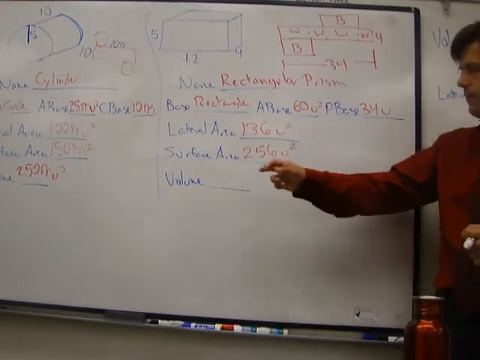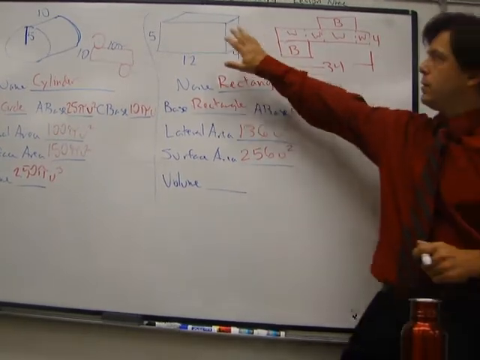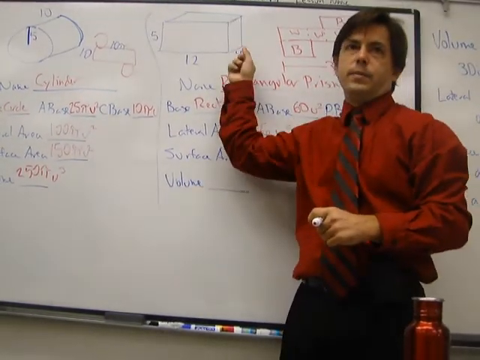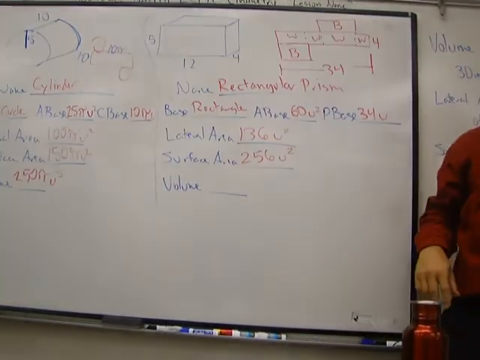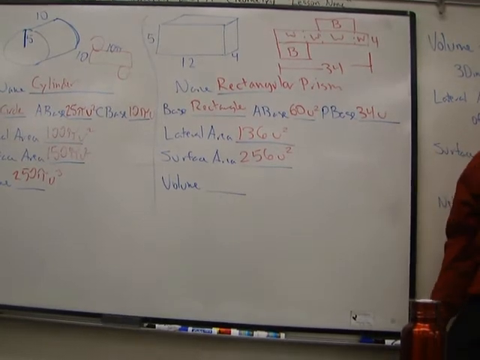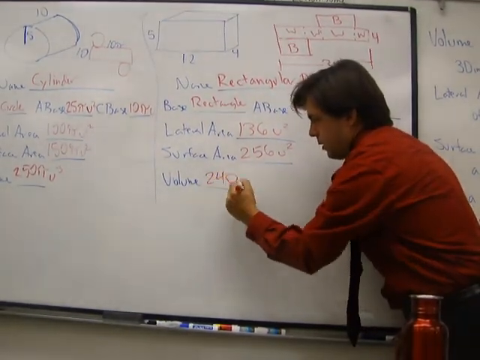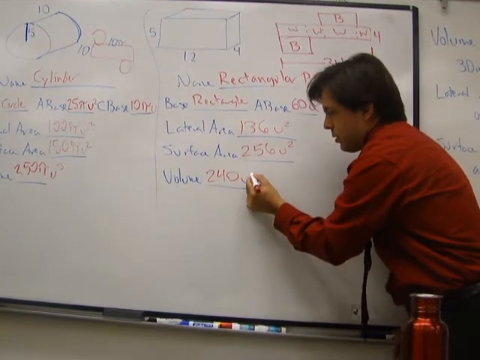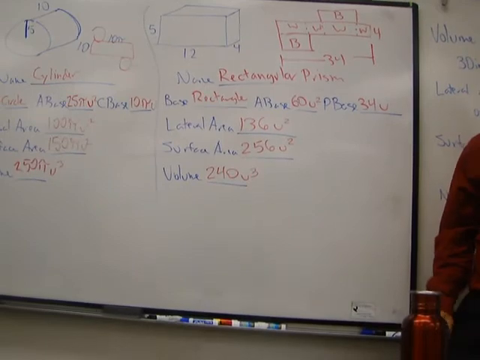And then lastly, the volume. The way we do the volume is you take the area of the base and you multiply by the distance between the bases. So what is the area of the base here? 60. And how far apart are the two bases? 4. So 60 times 4 will get you an answer. 240 units cubed. Okay, and that's how it works.